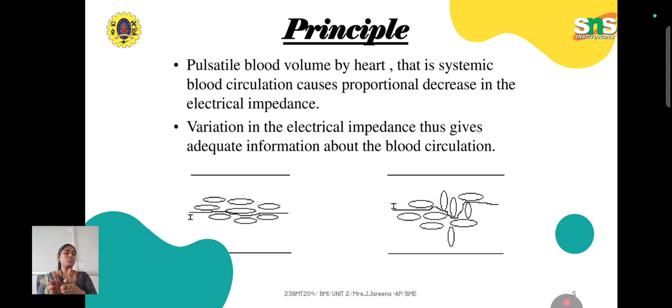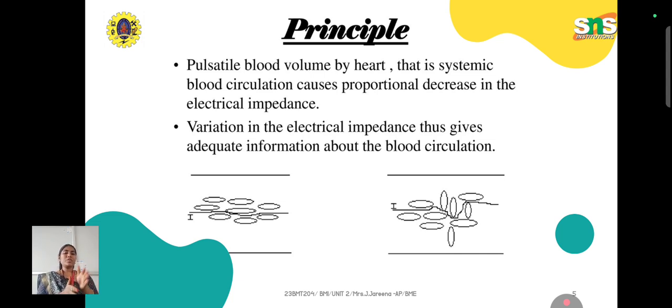From these blood volume changes we can easily assess whether we have any block or obstruction in the arterial or venous vessels and so on. If we find any abnormal things, then we will move on to the next process. This is how the principle of plethysmography works.